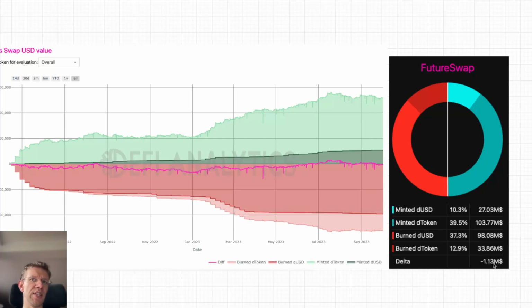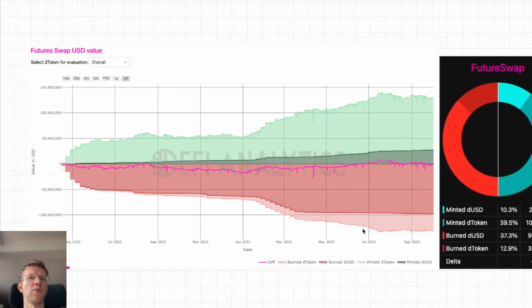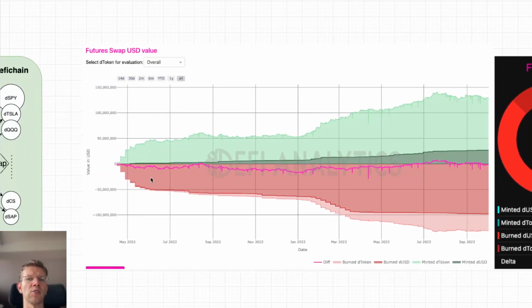Or 1 million DUSD, because in the FutureSwap, in the dToken system, 1 DUSD is $1. So compared to all those values, it's a pretty small number, but most importantly, it's below zero. So overall, in the first 1.5 years, the FutureSwap actually burned tokens and did not create tokens. So the algo tokens got reduced by the FutureSwap.